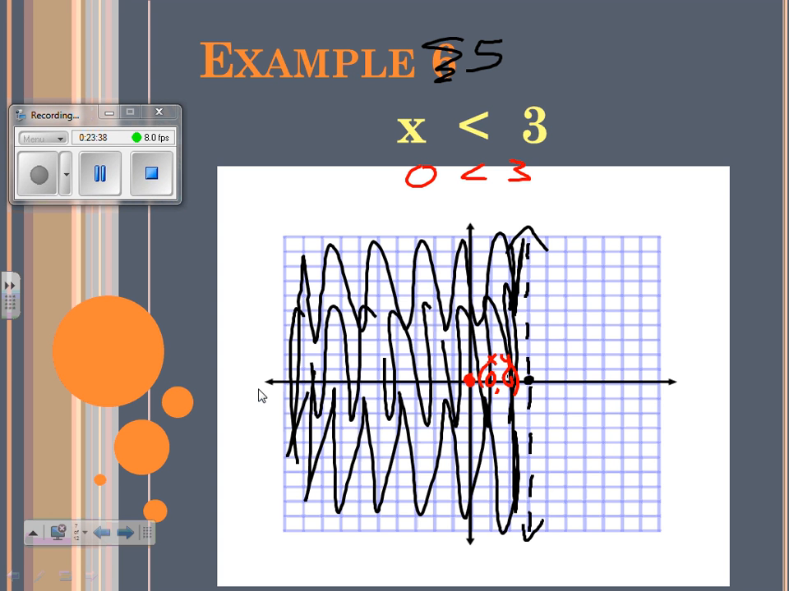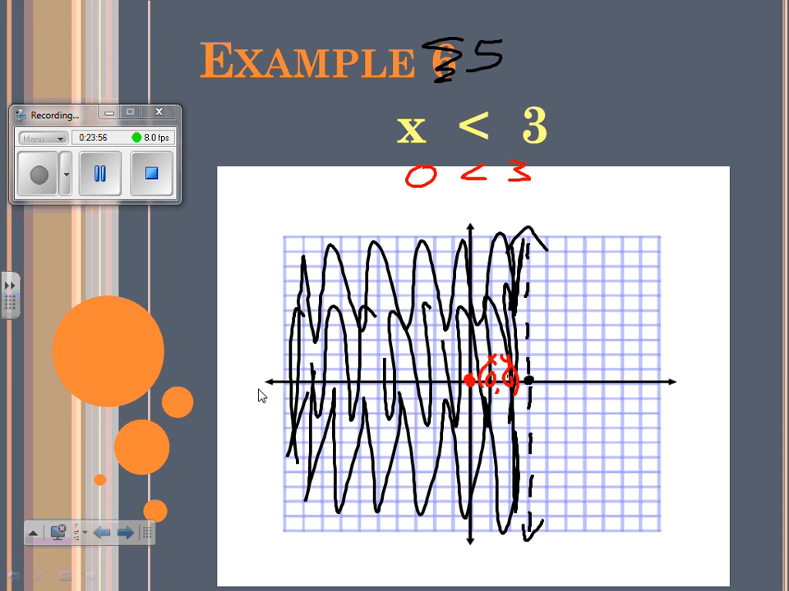What if you plugged it in and it was not a true statement? What if that was not less? What if it was greater? Then you shaded the wrong side. You need to shade the other side. So it's good to pick points in your shade to check it out.